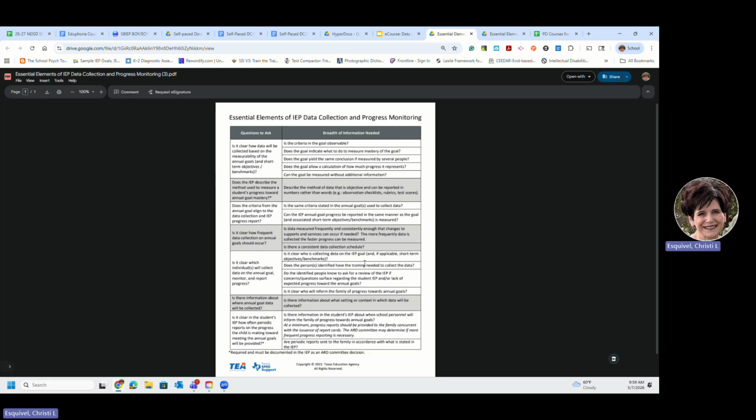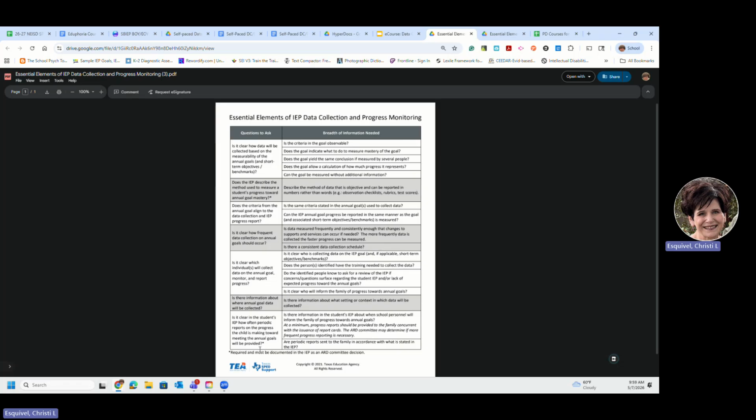So is it clear who is collecting data? Does the person identified have the training needed to collect the data? And do they know how to ask for help if they need it? Is it clear who's going to inform the family of progress towards annual goals?